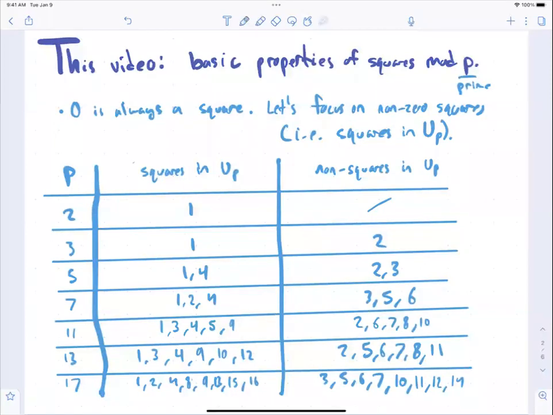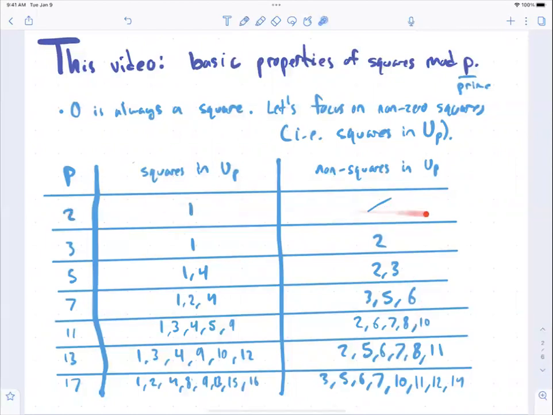So here, going down the side, I have the first few prime numbers: 2, 3, 5, 7, 11, 13, 17. Then I have listed the squares in U_p and the non-squares in U_p. Well, for p equal to 2, U_p is just 1. In mod 2, I just have 0 and 1, and the only non-zero one is 1. And 1 is 1 squared, so that's a square. And then there are no non-squares in mod 2.